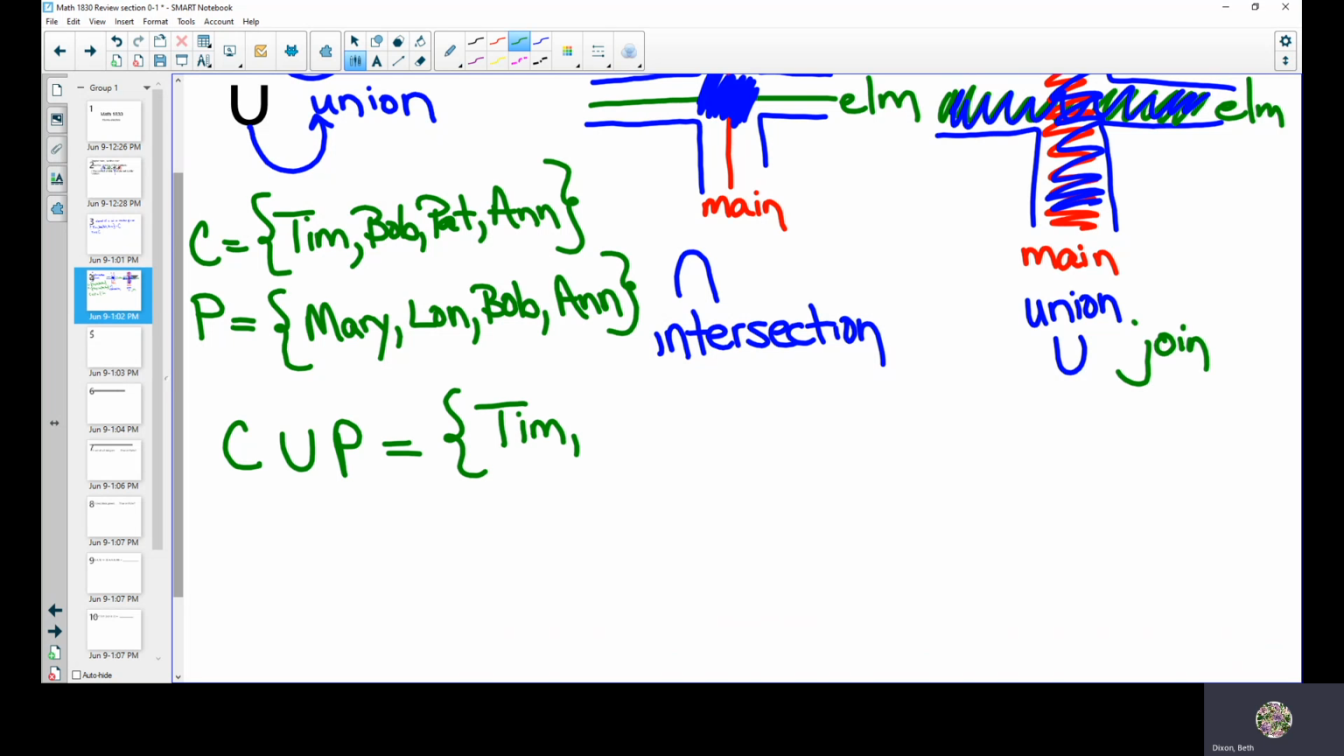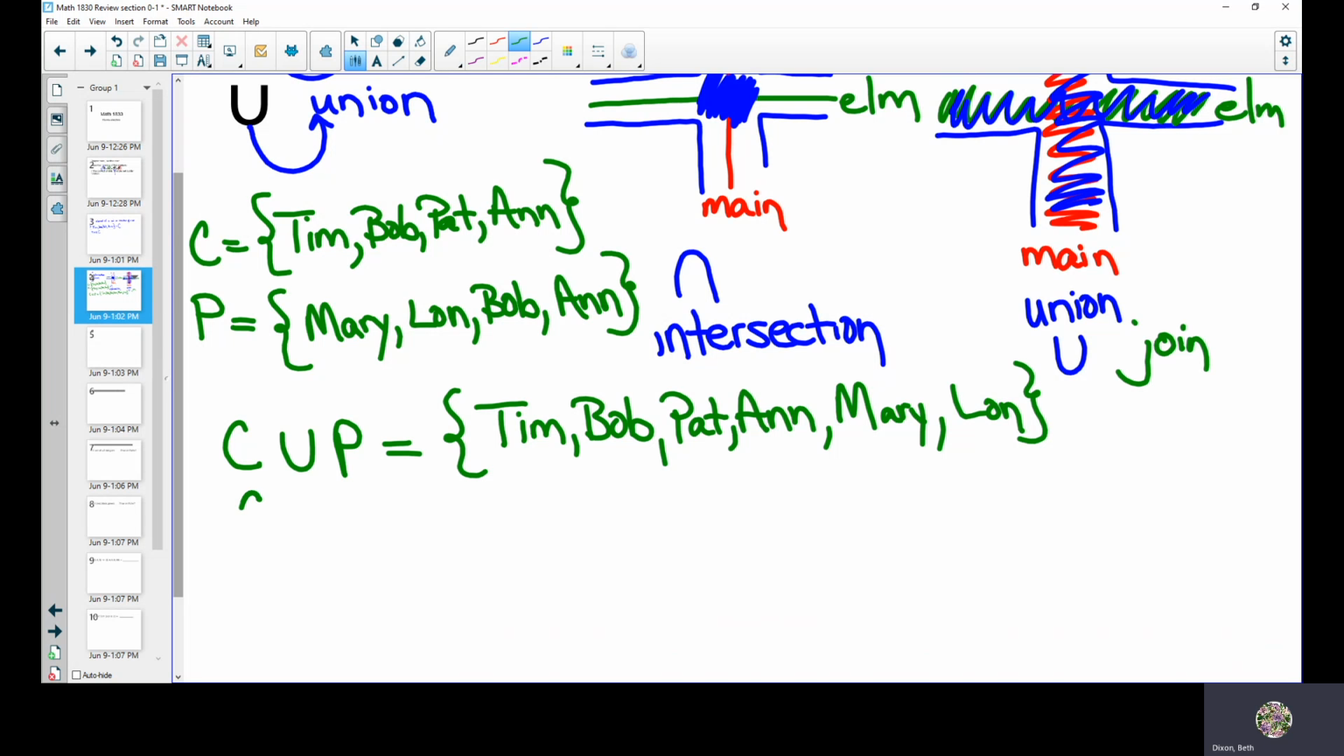So that would be Tim, Bob, Pat, Ann, Mary, Lon. Bob's already listed and Ann's already listed, so I don't have to list them twice, and that's everybody.